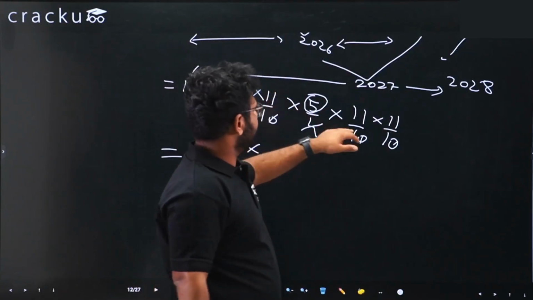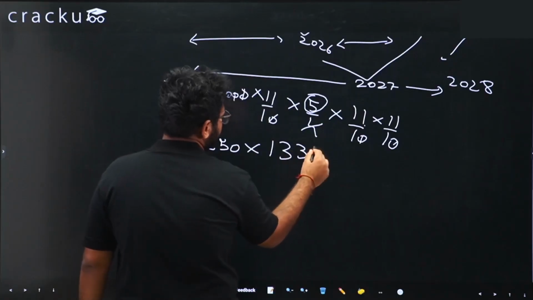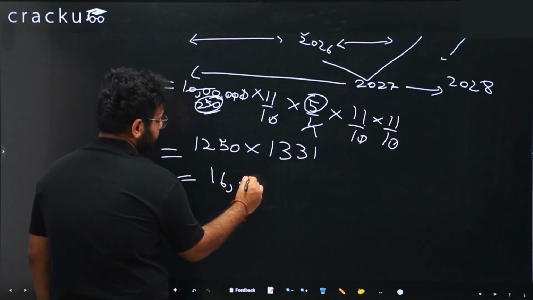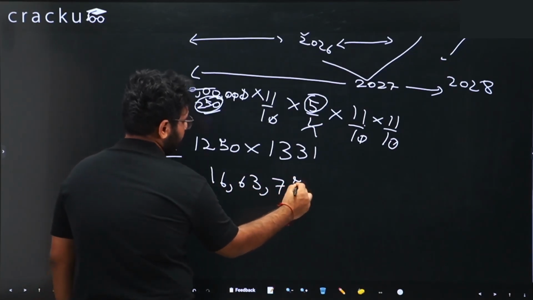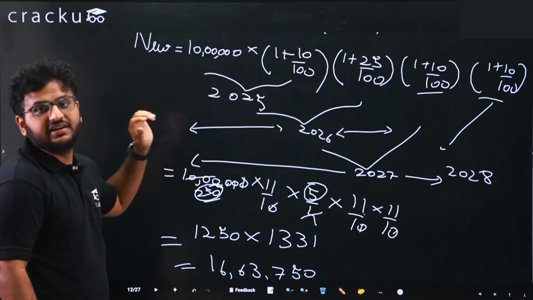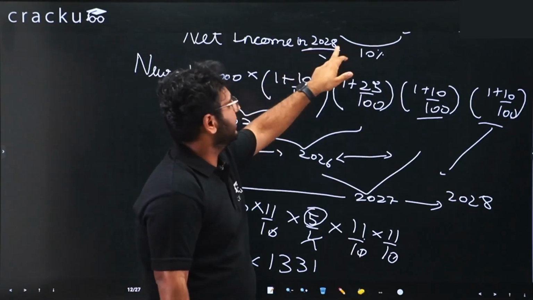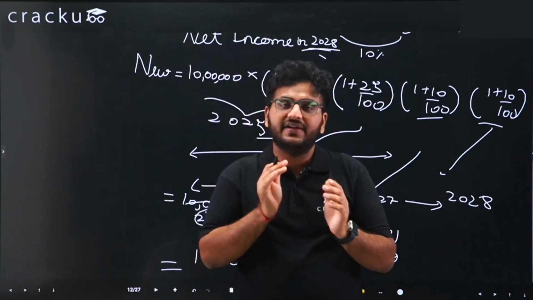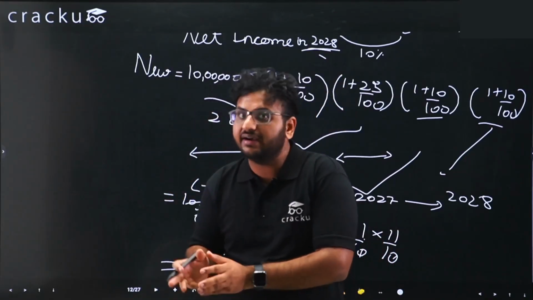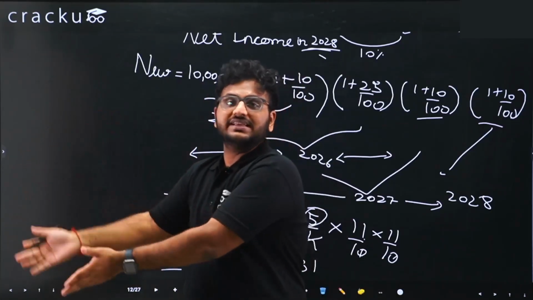Into 11 into 11 is 121. 121 into 11 is 1331. So this into this will be equal to 16 lakh 63,750. So after this much increment, my new salary would be 16 lakh 63,750 in year 2028. So what we need to learn is that the new value will be equal to old value into 1 plus increase 1 by 100, into 1 plus increase 2 by 100, into 1 plus increase 3 by 100.